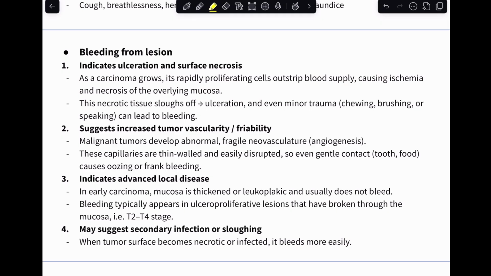First of all, it would indicate surface necrosis. As a carcinoma grows, a lot of rapidly proliferating cells are seen over here. Because they are all rapidly proliferating, they outstrip the blood supply that supplies them. So it has outgrown the blood supply of the region. This leads to development of ischemia and necrosis over the overlying mucosa.